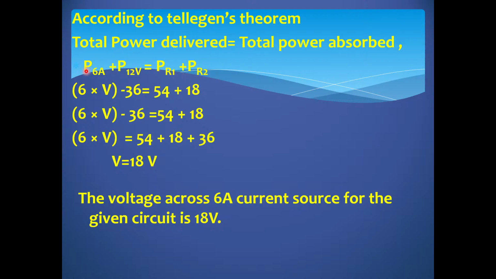Total power delivered in the circuit is equal to the total power absorbed by the passive elements. Power delivered by the current source is V into I. I don't know the V value; I know the I value is 6. The power delivered by the 12 volt voltage source we have already calculated: minus 36. Power absorbed by R1 is 54, and by R2 is 18. So 6 into V minus 36 equals 54 plus 18.